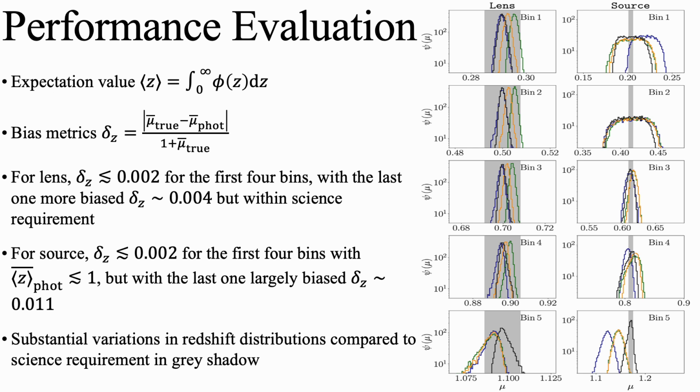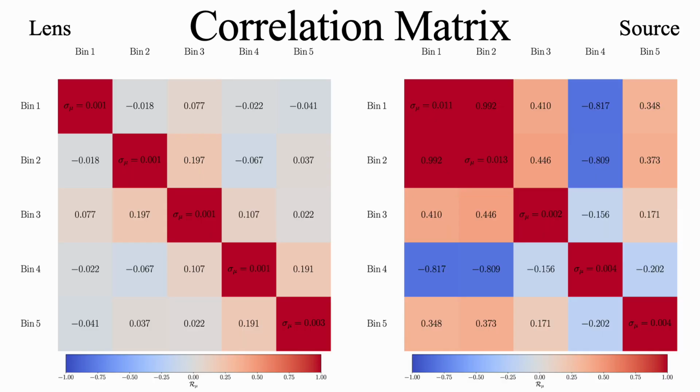For the source sample, the first 4 tomographic bins with redshift below 1 display acceptable bias levels, while the highest redshift bin has a larger bias, as expected. Moreover, the scatter in these expectation values for the source sample significantly exceeds the gray band in the figure, which represents the statistical uncertainty requirement, indicating that systematic uncertainty dominates.